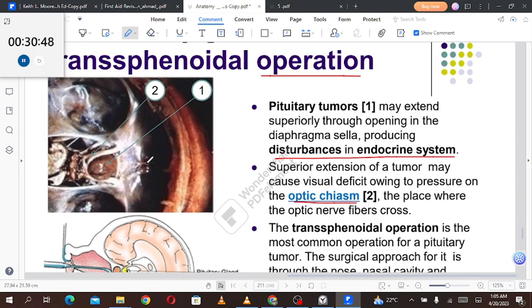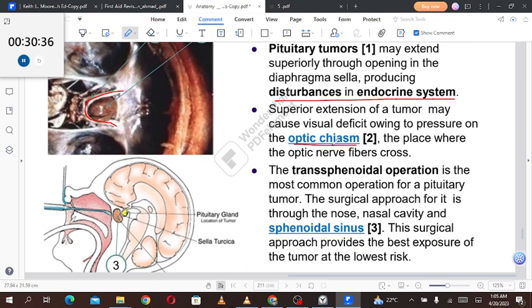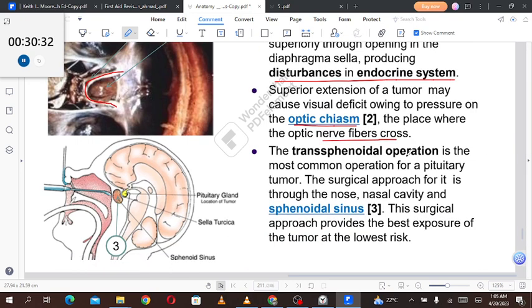So where is the optic chiasm? This thing, point number 2. Okay, so here you can see this is the optic chiasm over here. The optic chiasm contains the decussation of the nasal fibers from both the eyes. So the optic chiasm can be pressed by these pituitary tumors, the place where the optic nerve fibers cross.